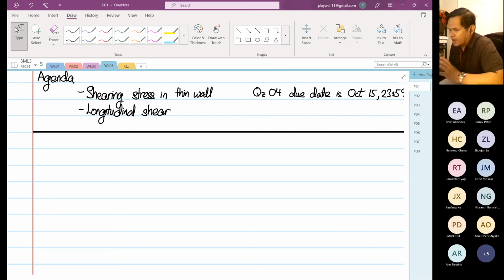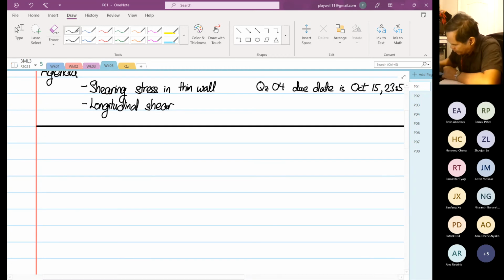Now for this topic, you have to obey the 4 rules that we have written for shearing stress in week number 3. The rules still stand. I'll introduce you to a new one, just one more rule that has to be implemented in shearing stress in thin wall. So here we go.